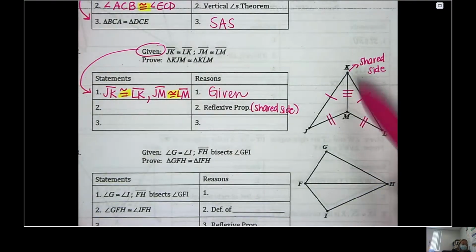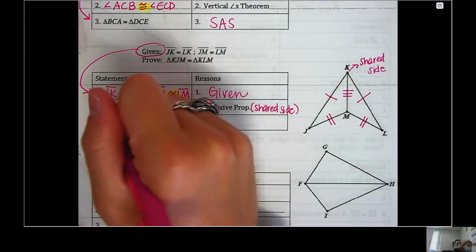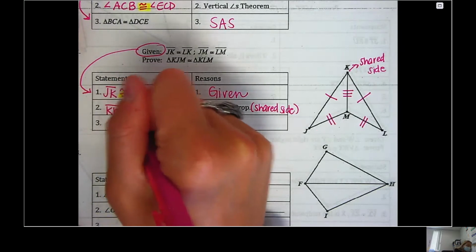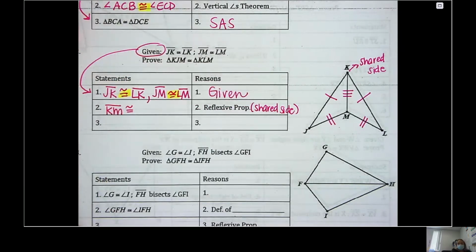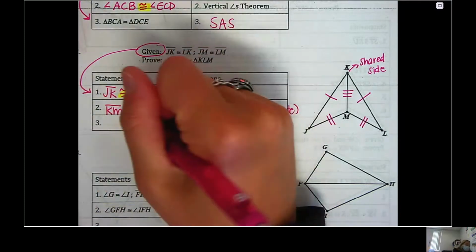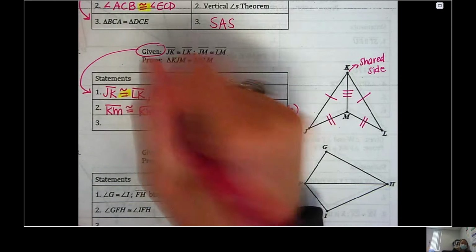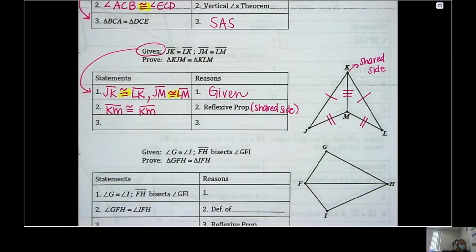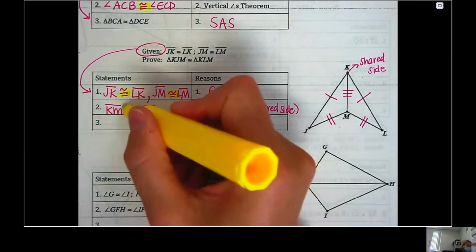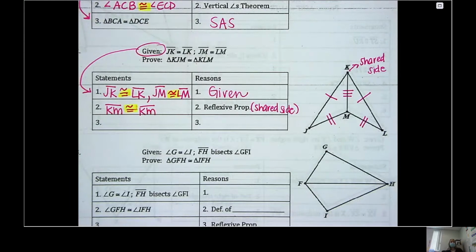So I'm going to say KM is congruent to what? If it's congruent to itself, what should I say? KM is congruent to? Same thing, KM. Literally, it's congruent to itself. It's a shared side. It's exactly the same. KM is congruent to KM. All right, so I have 3.